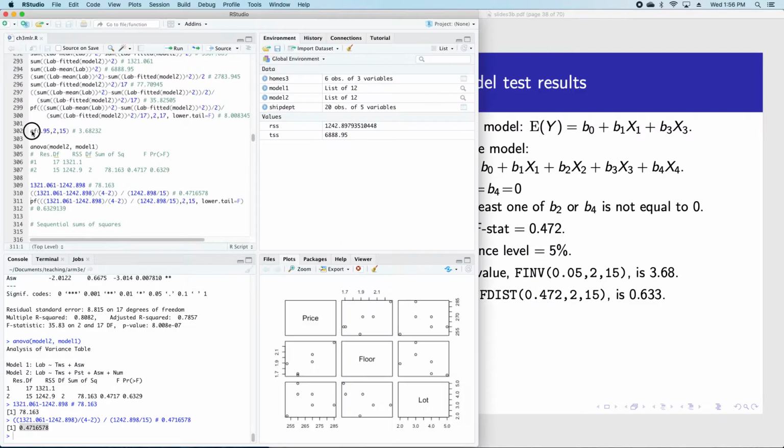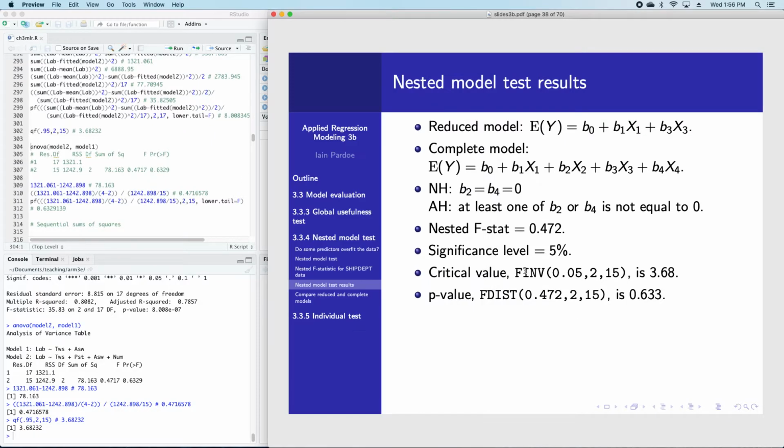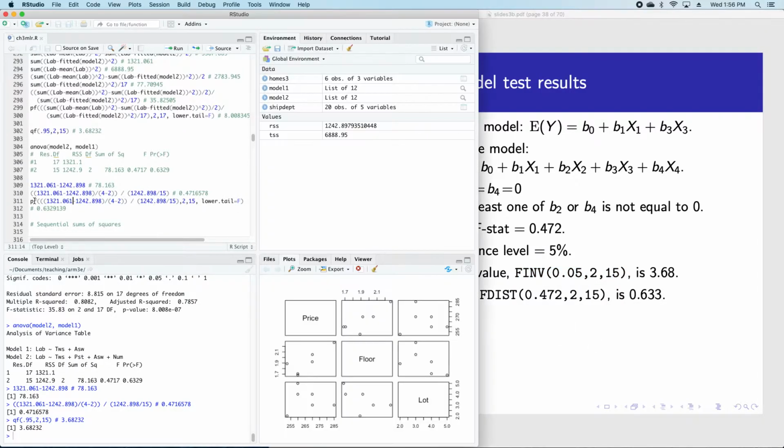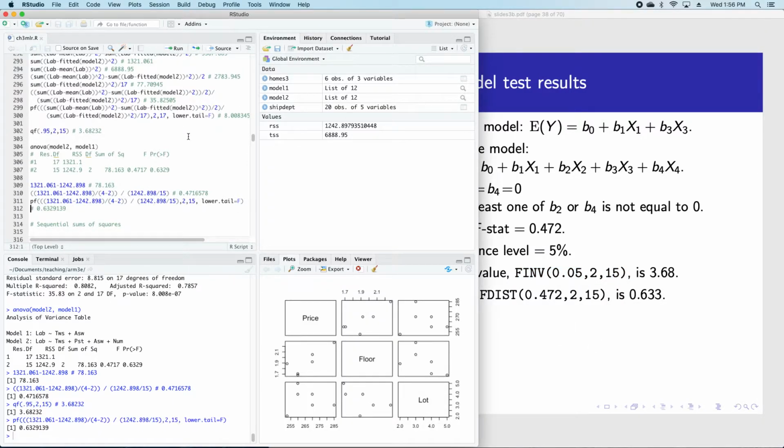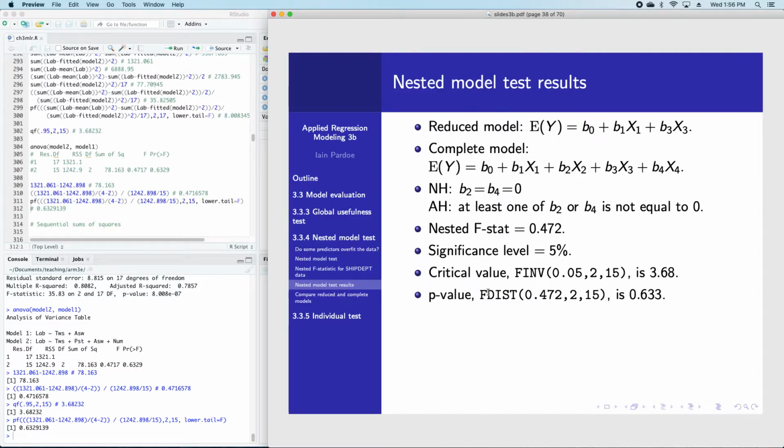A critical value, I can use R to find the critical value, 3.68. Alternatively, this is the code that you would use in Excel to find it. Or my p-value, I can use my pf function in R, and I get a p-value of 0.633, or here's the equivalent in Excel. So I'm getting an F statistic that's not in my rejection region, and a p-value that's larger than my significance level. In other words, I cannot reject the null in favor of the alternative.